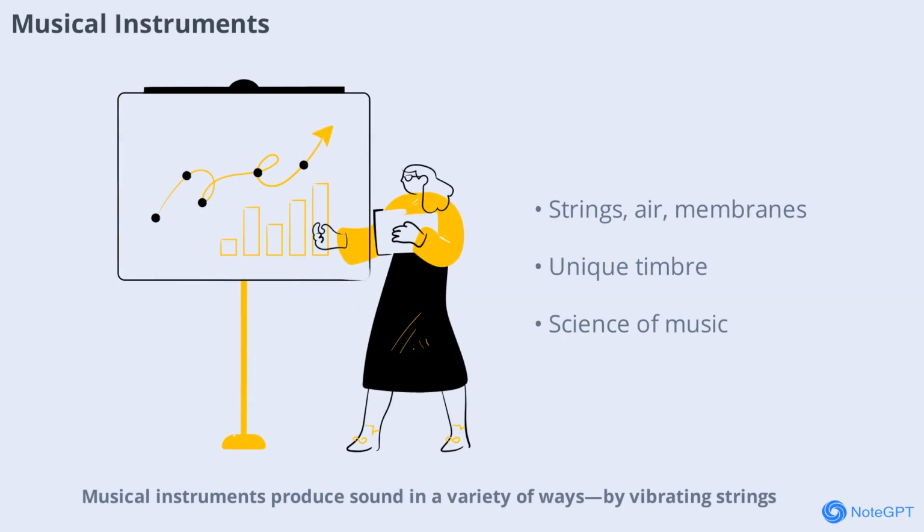Musical instruments produce sound in a variety of ways by vibrating strings, air columns, or membranes. Each instrument has its own unique sound or timbre based on how it produces and amplifies vibrations. From guitars to flutes to drums, understanding the science of sound helps musicians create beautiful music.